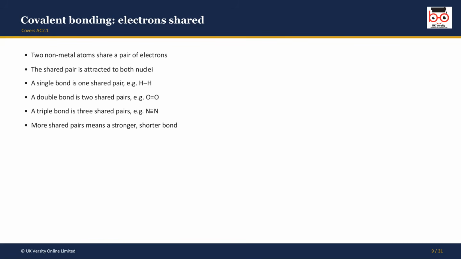Covalent bonding is different. Here electrons are shared rather than transferred. 2 non-metal atoms share a pair of electrons that is attracted to both nuclei at once. A single bond is one shared pair, as in hydrogen, H–H. A double bond is 2 shared pairs, as in oxygen, O=O. And a triple bond is 3 shared pairs, as in nitrogen. The more pairs shared, the stronger and shorter the bond.